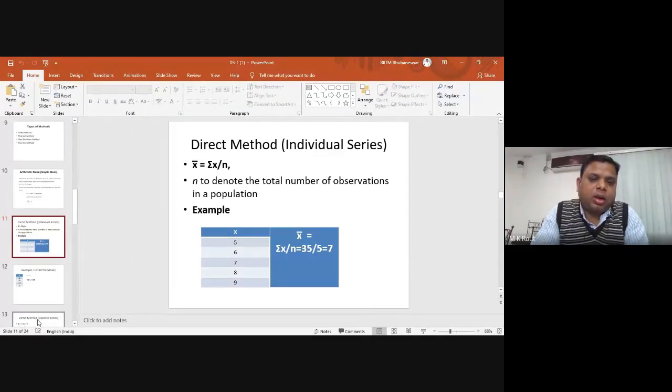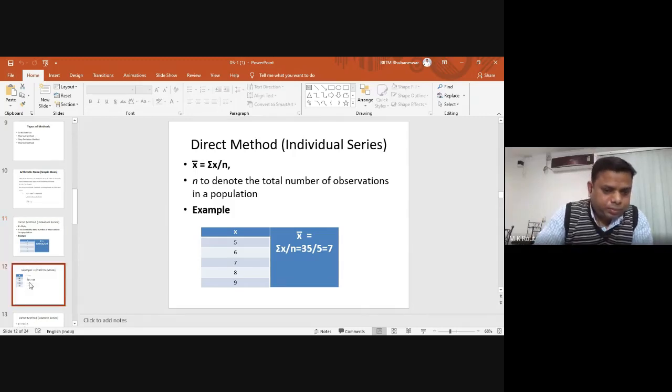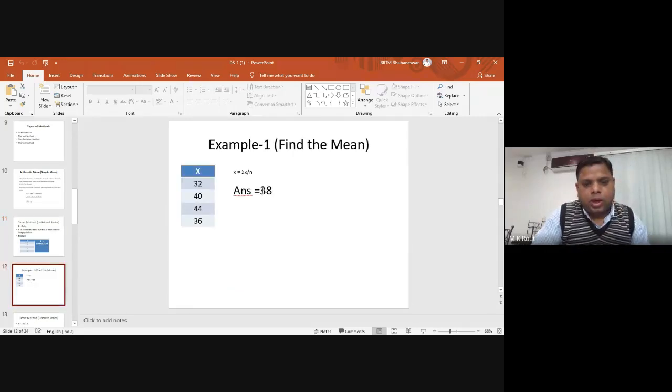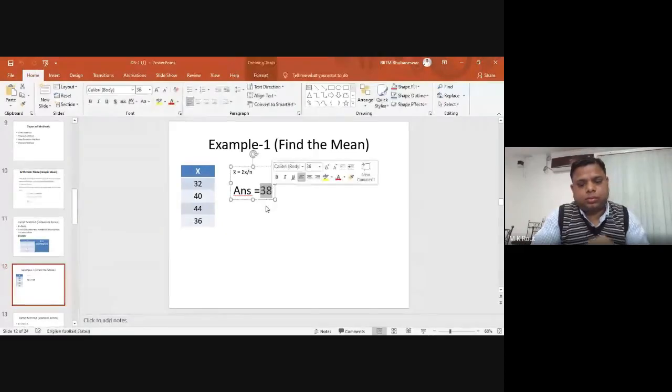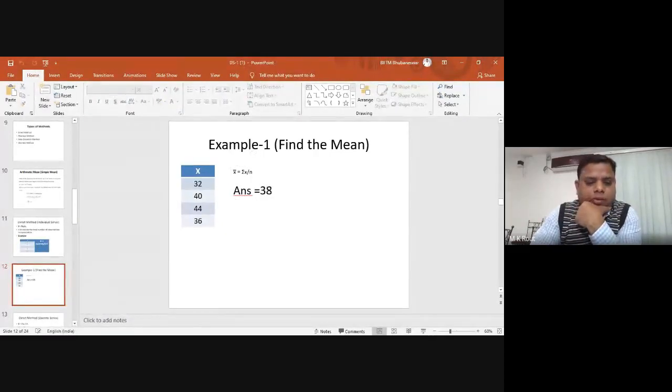So here, in case of the direct method, referring to an individual series, if you calculate the arithmetic mean, that equals 7. Moving to the next one. So calculate this one. All of you calculate this one.